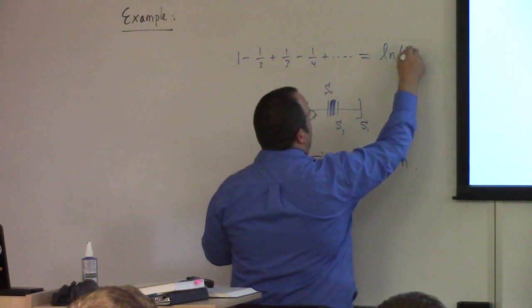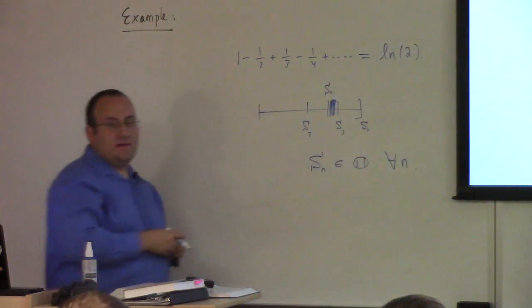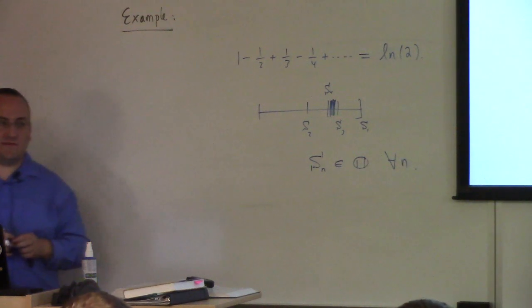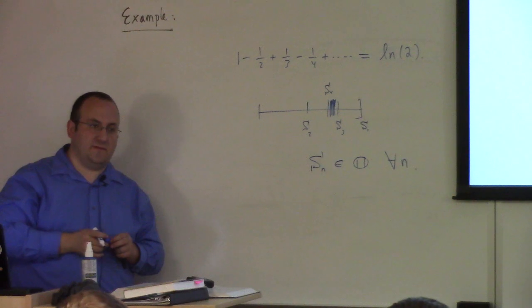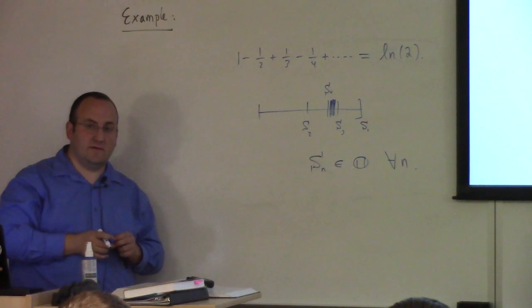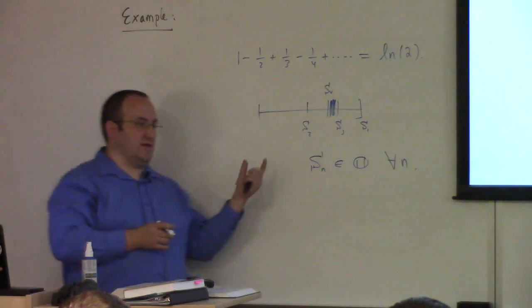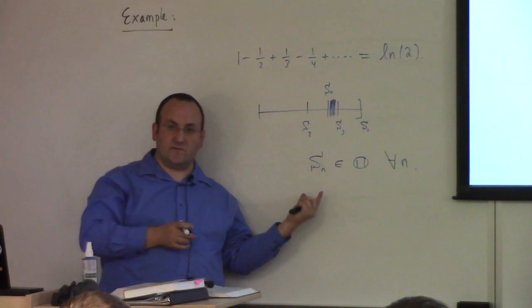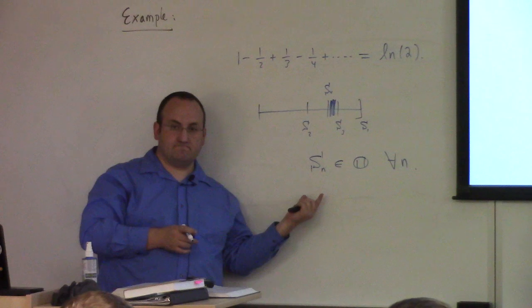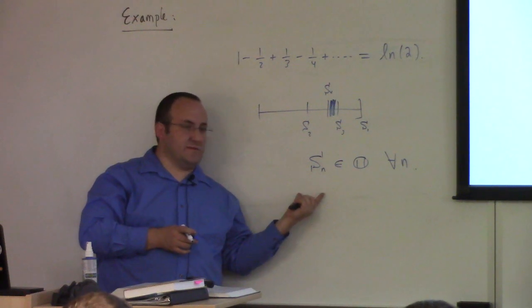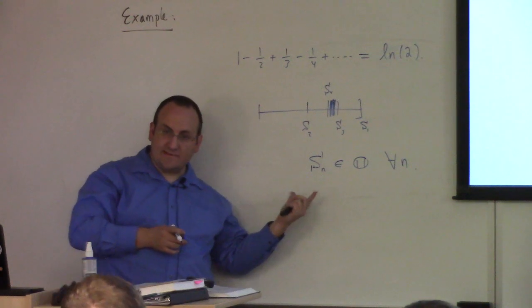So in Calculus 2, I'll show that. This is the alternating harmonic series. It converges to log 2. Is log 2 a rational number? It is not, no. So here we have a Cauchy sequence of rational numbers, which converges to an irrational number. This demonstrates that the rational numbers are not complete.